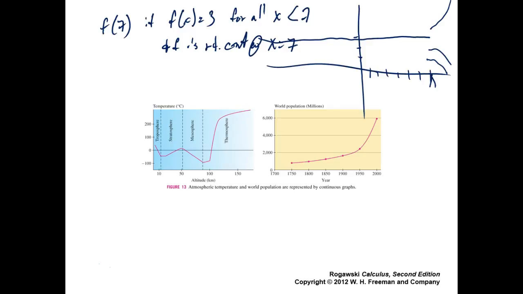Is it possible to determine what f is at 7? If it's 3 for all values less than 7, but right continuous at x equals 7, I would say the answer has to be no. Let's see what they say.